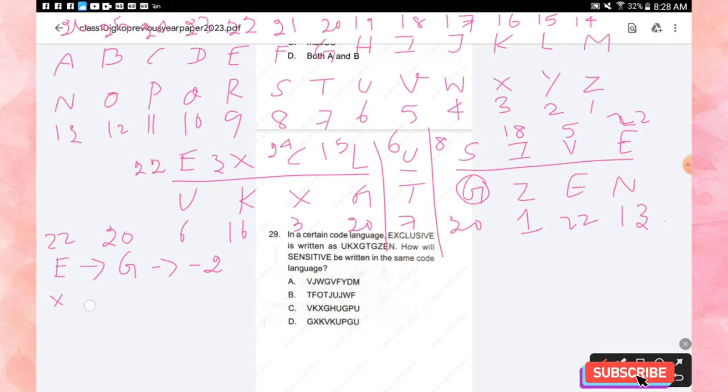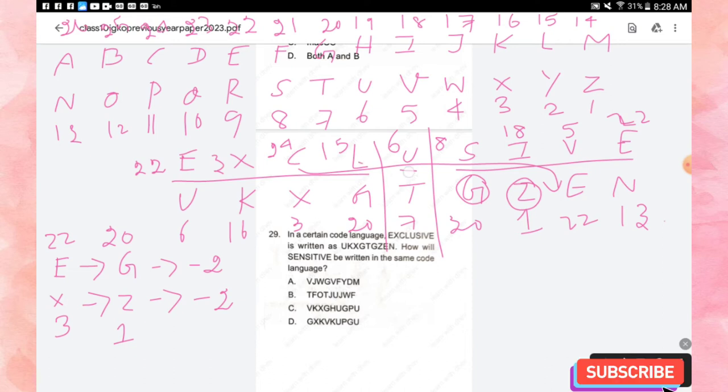Again, X is coded as Z. So just look at the number 3. Here it is 1. So 3 minus 2 is 1, correct? Then in the same way, C is coded as E. See here, 24 minus 2 is 22. Then L. L is 15, no? So 15 minus 2 is 13, so L is coded as N.